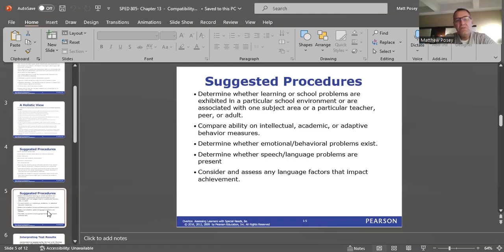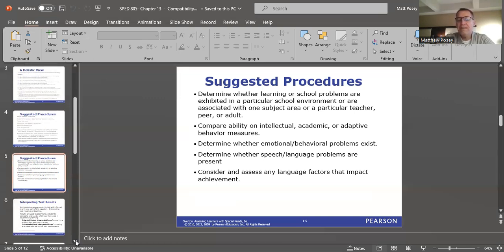Additional suggested procedures as we look at any learning or school problems that may be exhibited. We're also going to compare their ability on intellectual, academic, and adaptive behavior measures. We're going to look at their overall ability and determine if there are any discrepancies in their scores based on students in the norm group that are their age. We're also going to look at any motor behavior problems that may exist, whether there are any speech language impairments that are evident and apparent. And also, we're going to assess any language factors. Is there a language barrier that may impact overall achievement of that student?